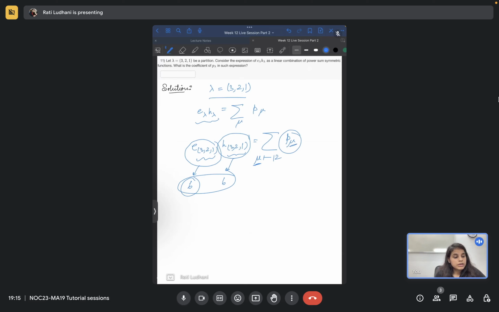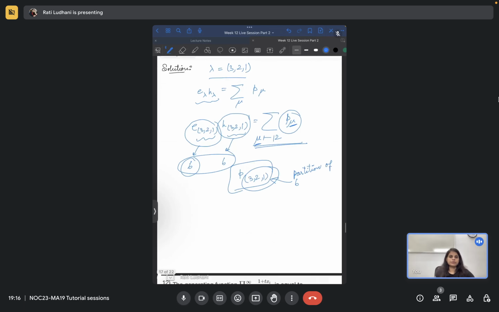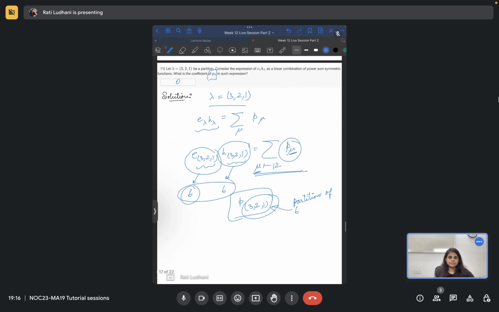Now what are they asking? They are asking about p lambda. What does that mean? They are asking about p 3 2 1. Can we get this in the summation? No, because this is a partition of 6, and that cannot appear. We are sure about that. So this is 0. The coefficient is 0, because this is not going to appear. Is that clear? Okay, great. So let's see the next question then.